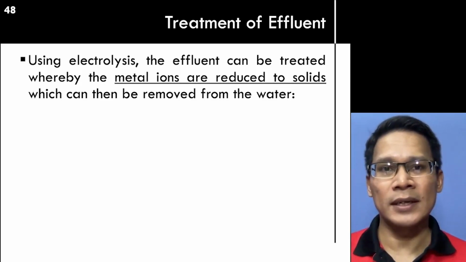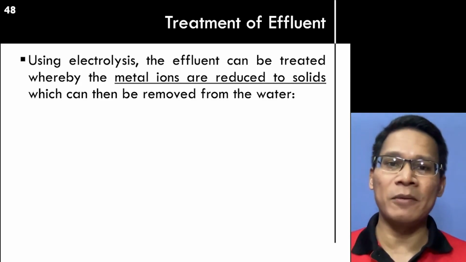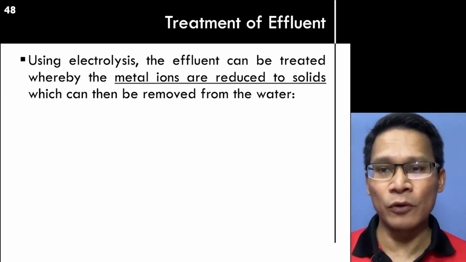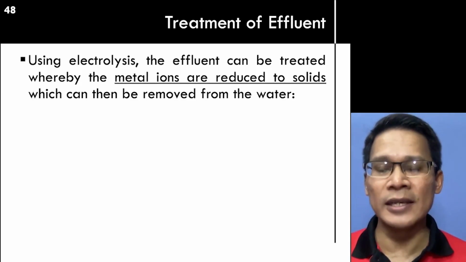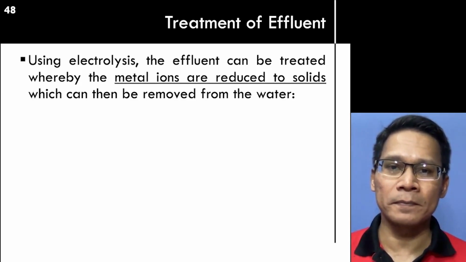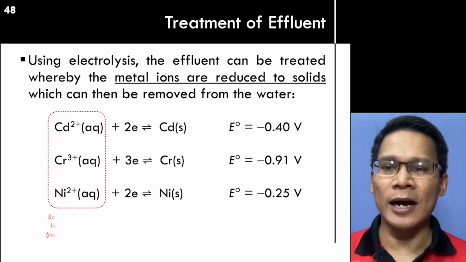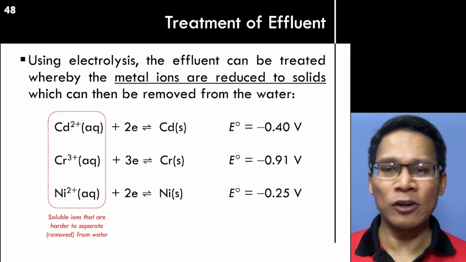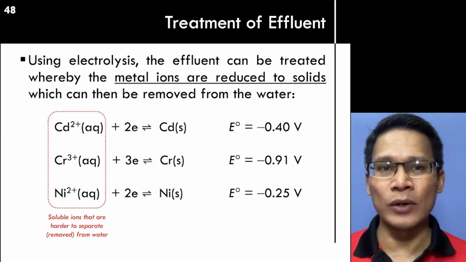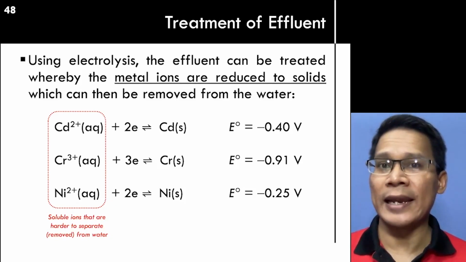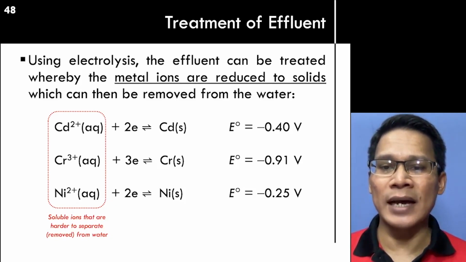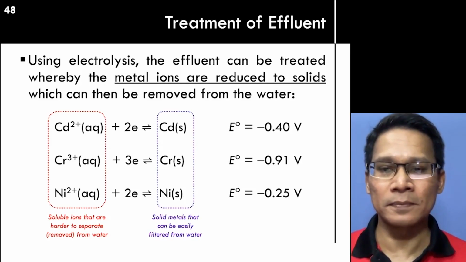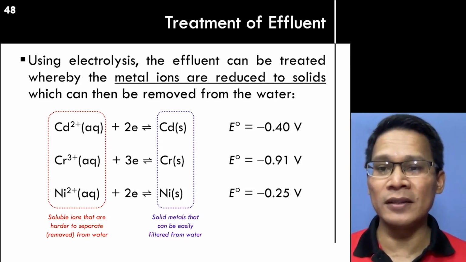Electrolysis of effluent can be done to remove the heavy metal ions from the effluent before it is being released to open water. Metal ions are water soluble and cannot be easily removed from the effluent. During electrolysis, metal ions are reduced to solid metal, which can be easily filtered from the effluent.